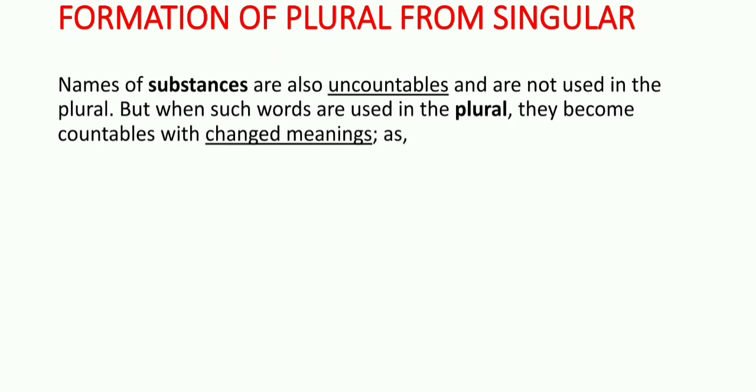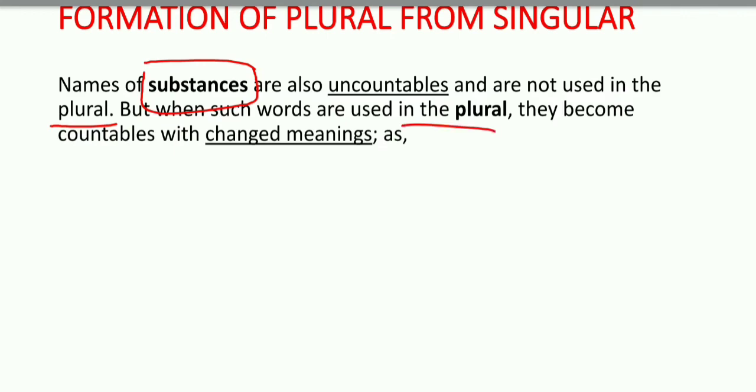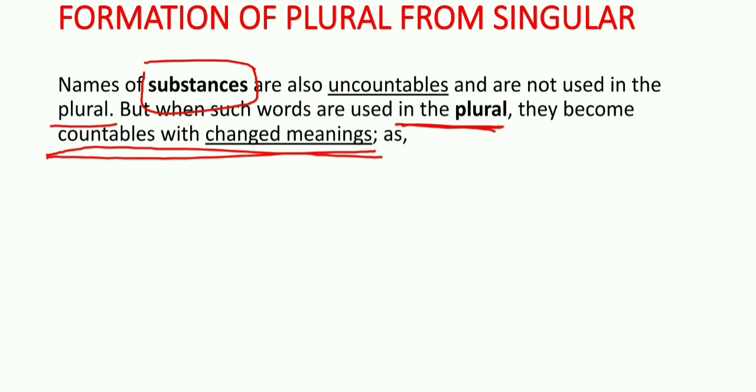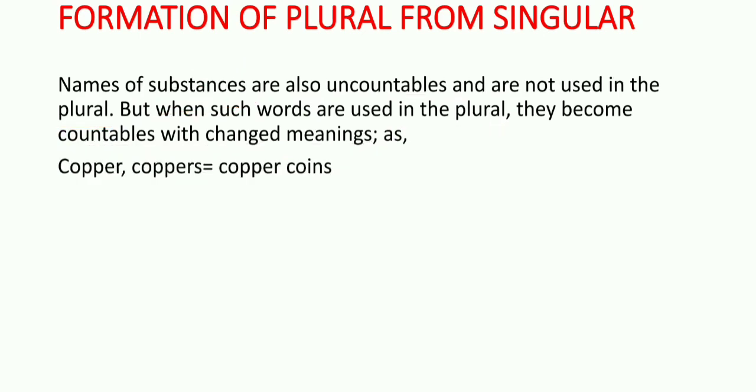Next we have names of substances are also uncountables and are not used in plural. Names of some substances. But when such words are used in plural, they become countables with changed meaning. With what? With changed meaning. Keep in mind. How? Look at the example.